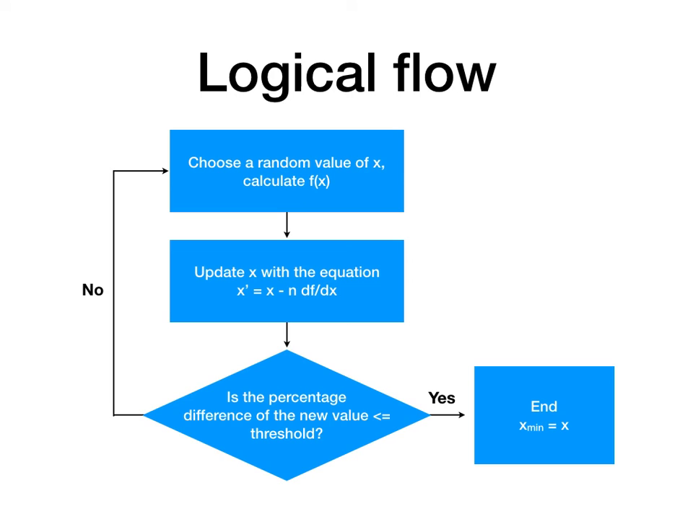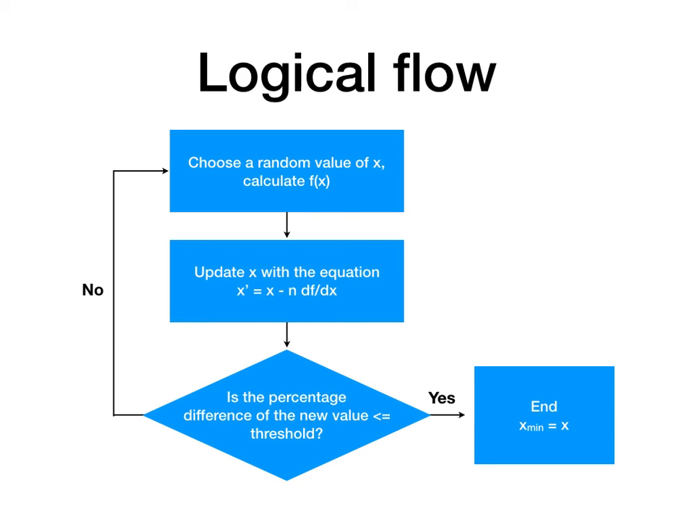Okay, now that we have all the components to do the algorithm, I'll be talking about the logical flow to make it clearer. The first step, you choose a random value of x on the graph f of x. You calculate that value. Then you update x with the equation x prime equals x minus eta times the gradient df over dx. And as mentioned in the two previous slides ago, this works for both negative and positive gradients, so it doesn't matter which starting point you choose.